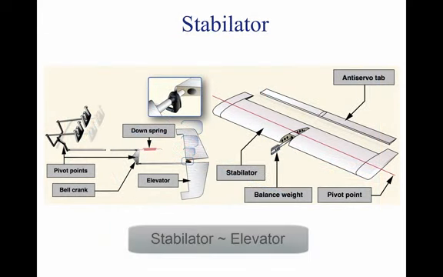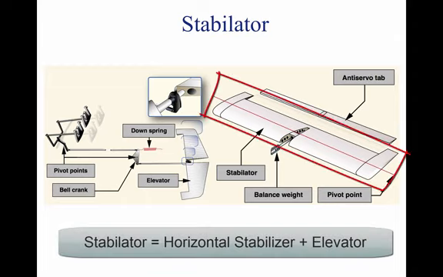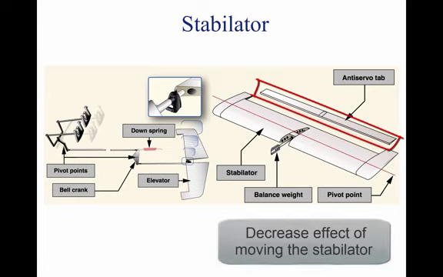A stabilator works in much the same way as an elevator, but instead of a trailing edge control surface, the entire horizontal stabilizer moves up and down along a pivot point as shown above. A stabilator downspring may be used to increase nose down pressure if the center of gravity was placed aft. Also, an anti-servo tab is placed on the back of the stabilator to decrease the effect of moving the control surface. This decreases pilot-induced over-controlling.